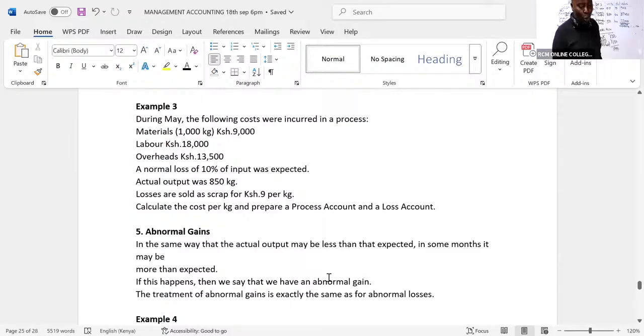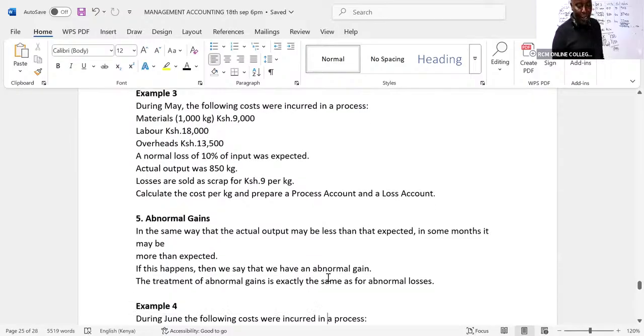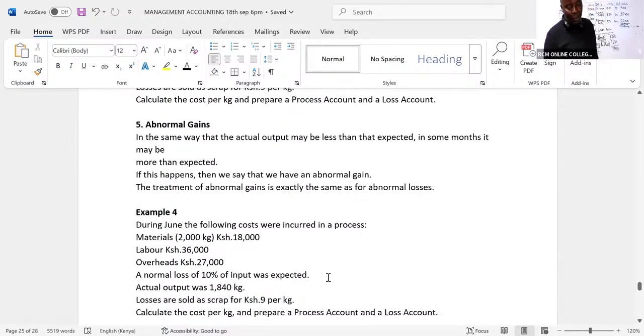So then I will go to example number 4 before I start looking at your past papers, ladies and gentlemen. Example number 4: we are told during June, the following costs were incurred in a process. Materials 18,000, labor cost 36,000, overheads 27,000. A normal loss of 10% of input was expected. The actual output here was 1840. Losses are sold as scrap for 9 per kilogram.